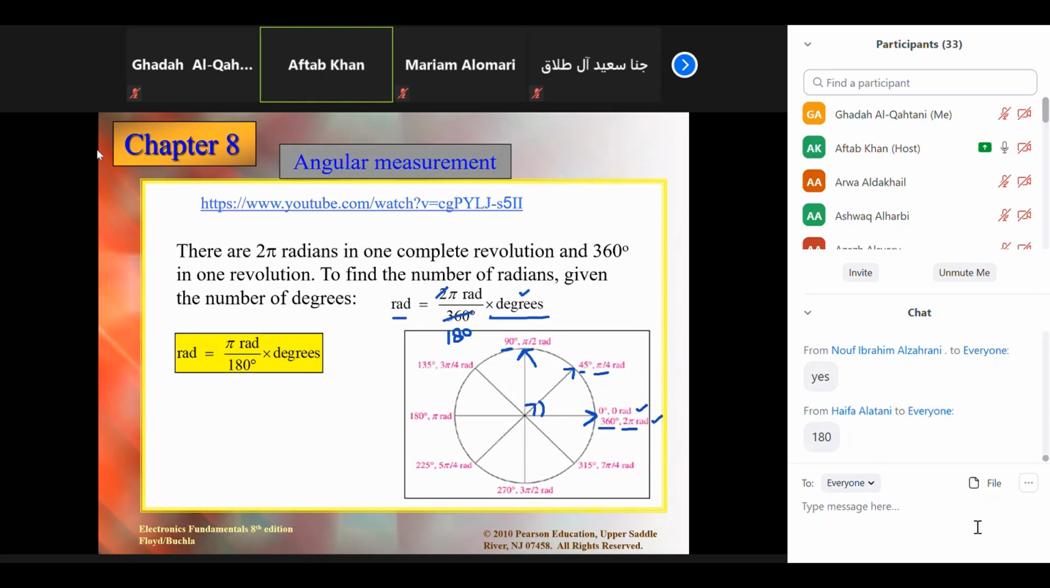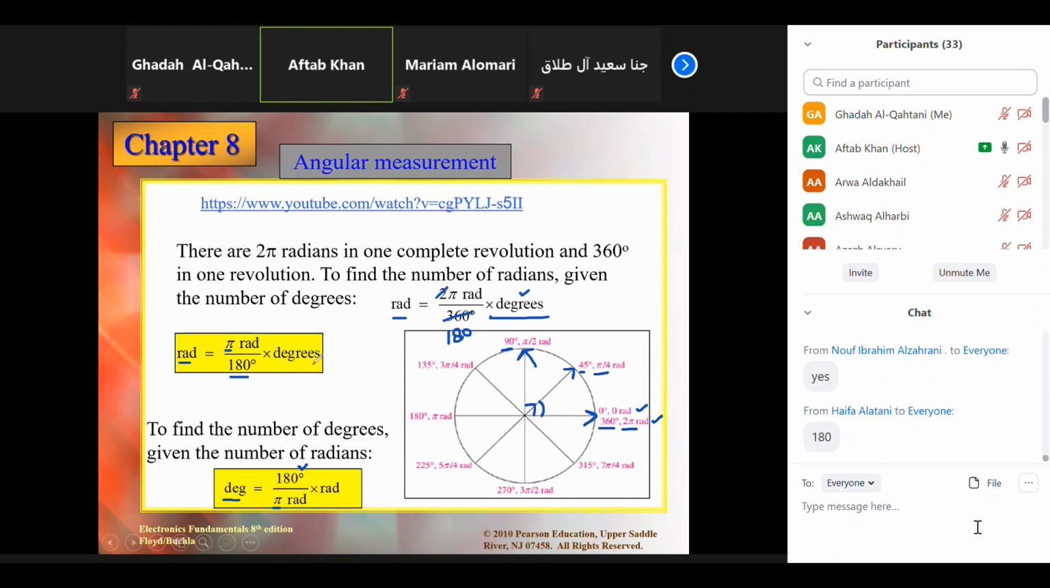Also, if the angle is given in radians, I can convert it into degrees. So this is the way to write it. Degrees is equal to 180 over pi multiplied by the radians. You just need to flip this one. So for degrees, 180 will be in the numerator and pi in the denominator, while for radians, pi will be in the numerator and 180 in the denominator, multiplied by the degrees. So this is the formula to convert degrees into radians and back.